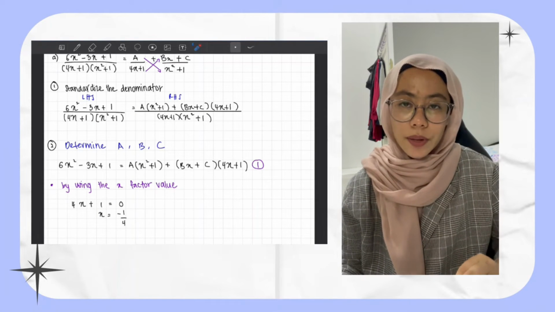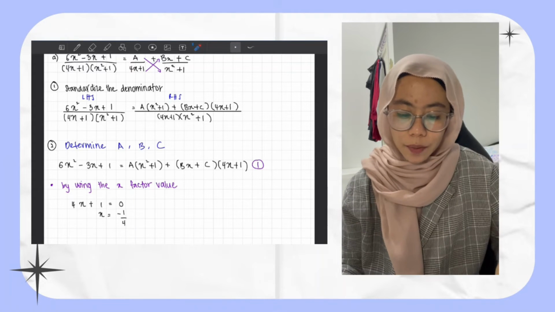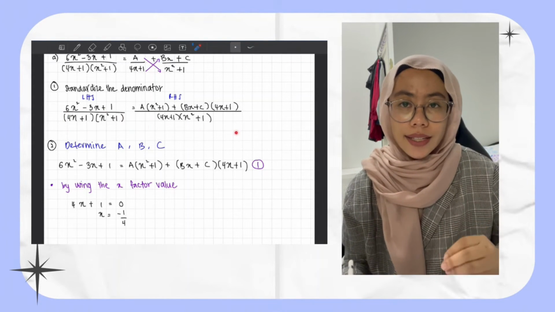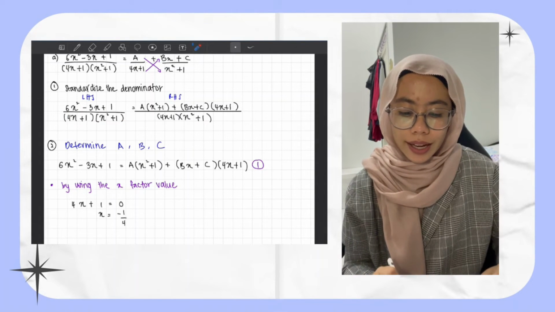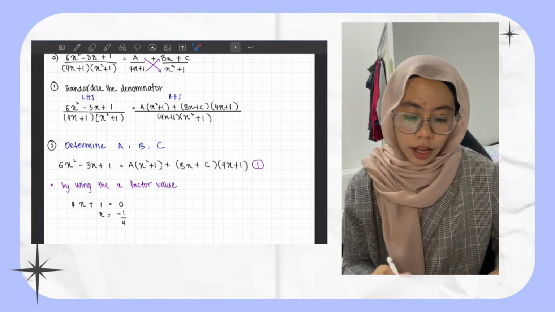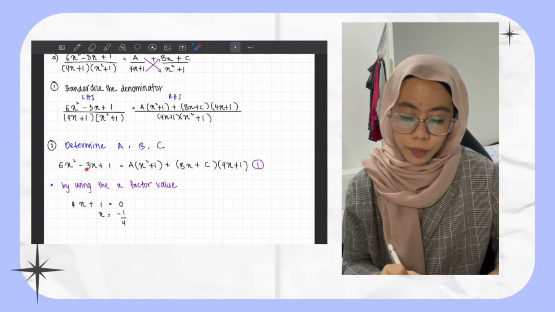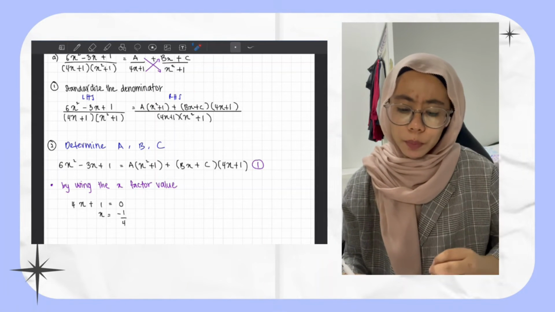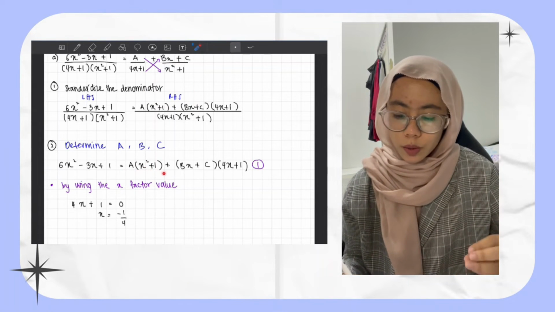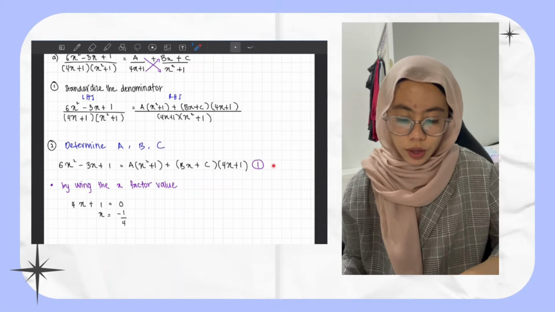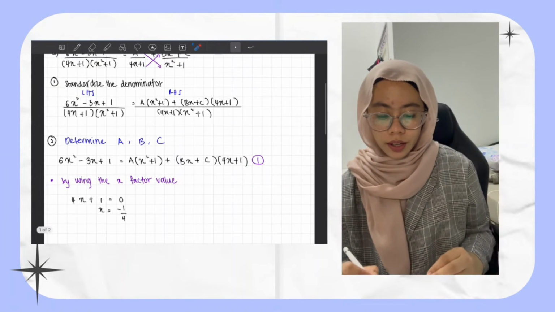Now the second step is how to determine a, b, and c. Since our denominator on the left hand side and right hand side is already the same, we can just take the numerator. On the left hand side, 6x power of 2 minus 3x plus 1, equal to, on the right hand side, A x power of 2 plus 1 plus bx plus c times 4x plus 1. So that is our first equation here.